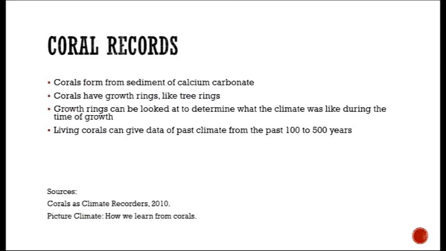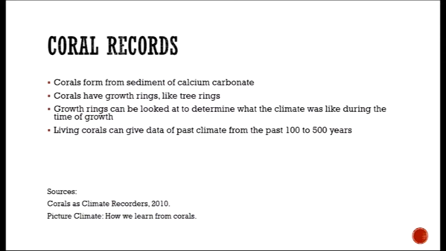As corals grow, they form skeletons from the calcium carbonate in the ocean. The density of these skeletons change as the water conditions change, like water temperature, light, nutrients, etc. Corals that form in the summer are different than the ones that form in the winter. These changes give the corals growth rings, similar to tree rings. These rings can be studied to determine what climate was like during the seasons of coral growth.